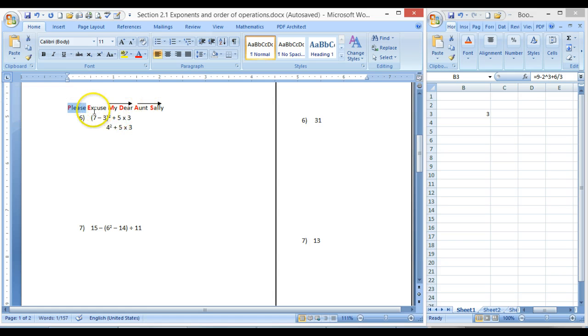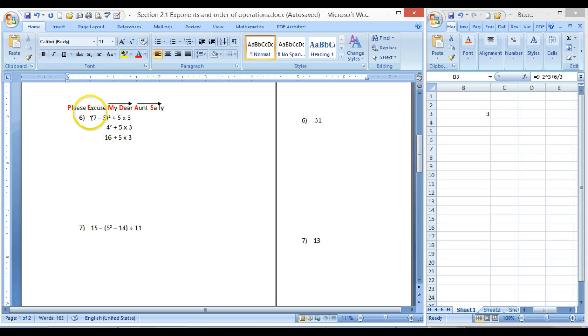So check off please, or parentheses, and move to exponents, or excuse, which is here. So I need to do 4 squared, and again I want to show each of my steps as I move through the order of operations. Bring this over here, and I need to do this one. So 4 squared is 4 times 4, which is 16. And I'm going to keep that lined up. There we go.